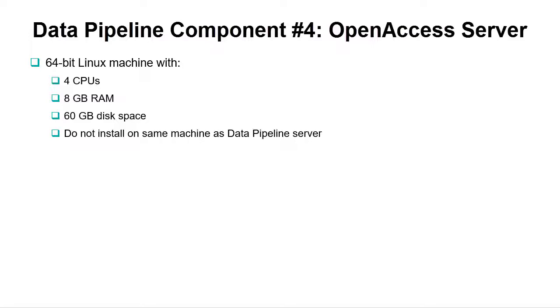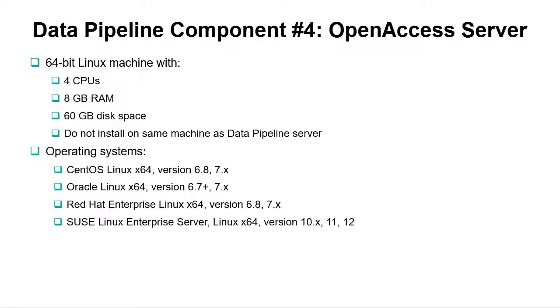System requirements are a 64-bit Linux machine with a minimum of 4 CPUs, 8 GB of RAM, and 60 GB of disk space. Because the Open Access and the Data Pipeline servers compete for resources, install Open Access on a different machine to avoid performance issues. Supported operating systems are CentOS, Oracle, Red Hat Enterprise, and SUSE. Ensure that port 7390 is available or identify another port to use.